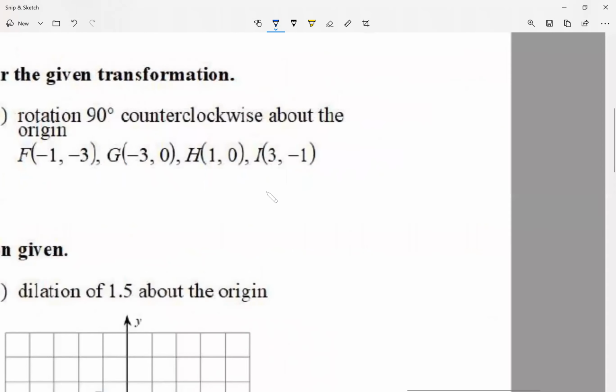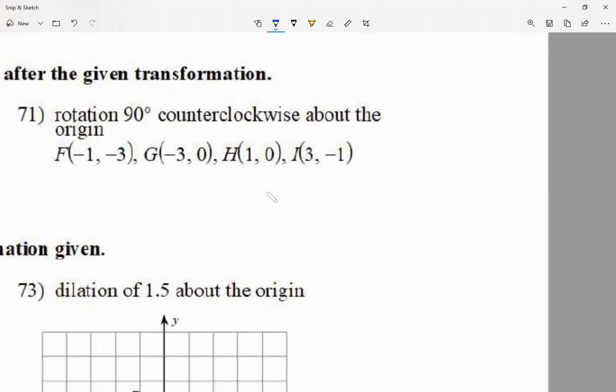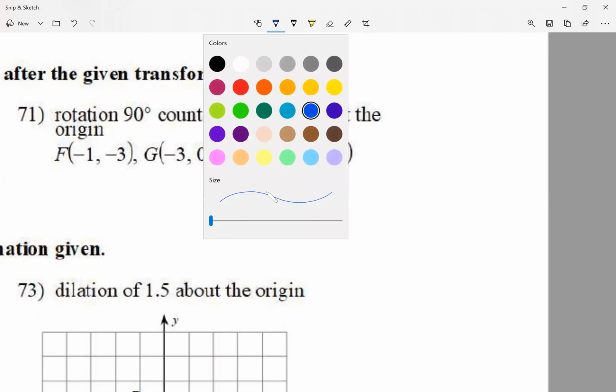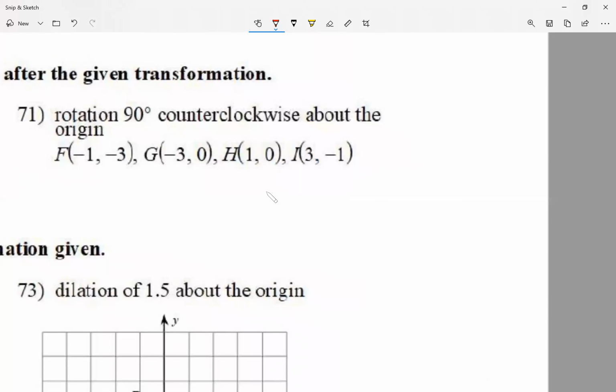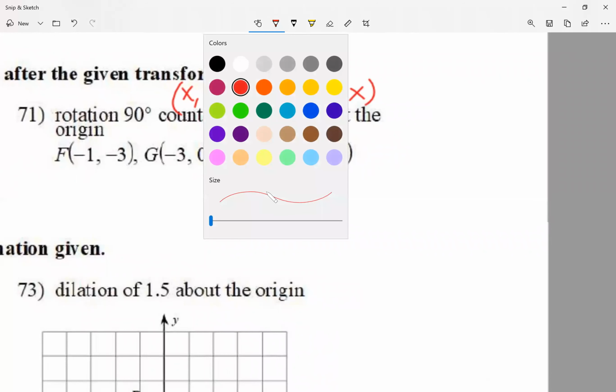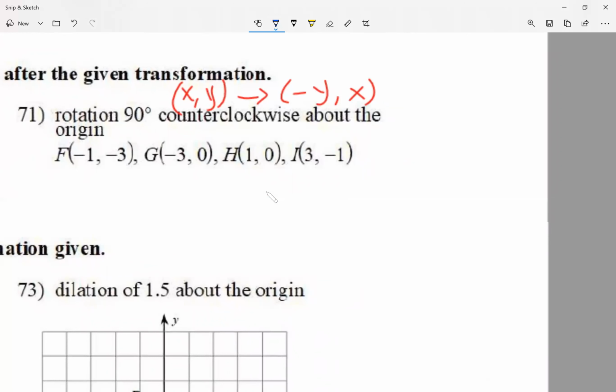Lastly, 90 counterclockwise. On our notes that says 90 CCW. So for 90 counterclockwise, I'm looking at question 51: (x, y) becomes (-y, x). So F prime will become (3, -1). Notice I switched the sign on the 3.